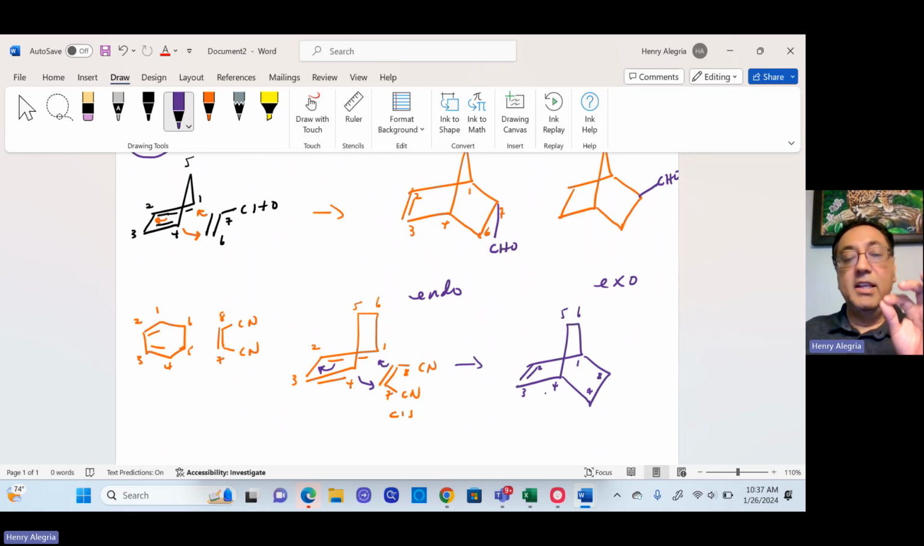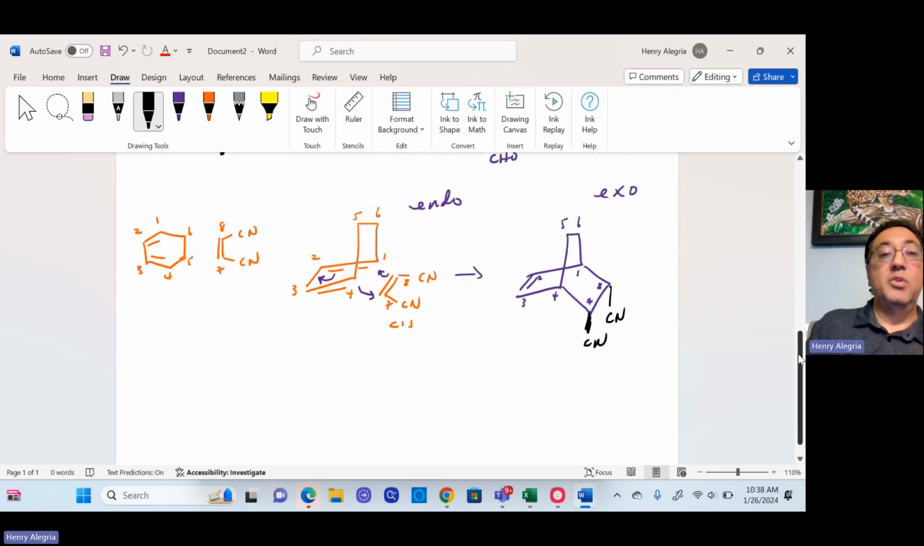Since my starting dienophile is cis, I have to maintain that, except in a bicyclic structure, it's not that they're going to be cis relative to each other. Maintaining the relationship means both of them will end up in the same orientation, either both endo or both exo. And what does the endo rule say is the preference? The endo rule says the preference is for them to be endo. So therefore, my two nitriles will end up in the endo orientation like that. That is what we mean.